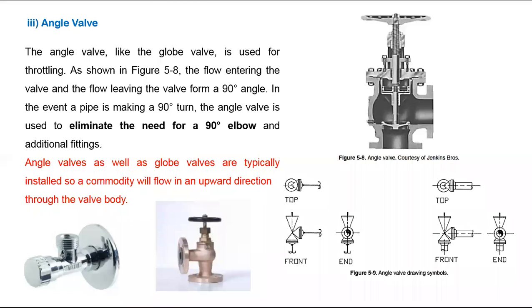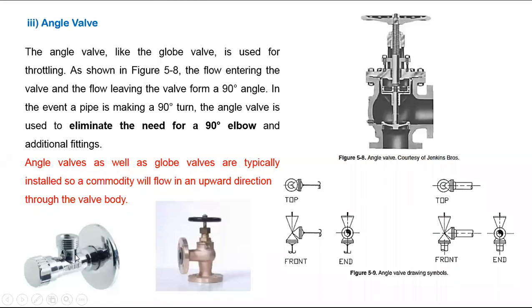Angle valve. Normally in the plumbing system we use the angle valve under the wash basin, under the sink and the filter. Everywhere we are using angle valve only. The flow is going like this. From the bottom it is going like this and coming horizontally like this. When you open this wheel, it goes from the bottom like this. It is a 90-degree turn. Flow will make a 90-degree turn.